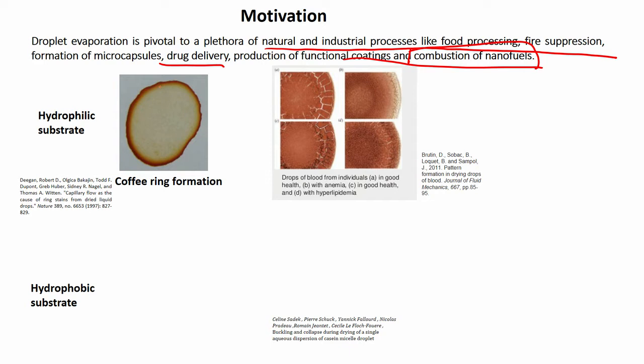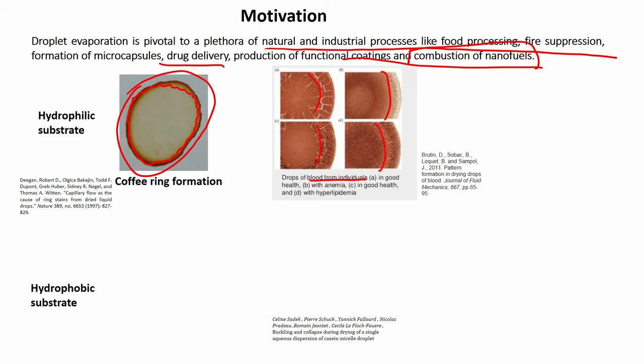If you spill a drop of coffee on the table, after some time you see a very distinctive pattern that it forms, where all the coffee particles go and get agglomerated at the edge. You have seen that, right? Similar things you see in a drop of blood from individuals, and of course there are different markers. If the individual is suffering from something like anemia or some other condition, then the pattern that forms is very different. So, how does it happen?